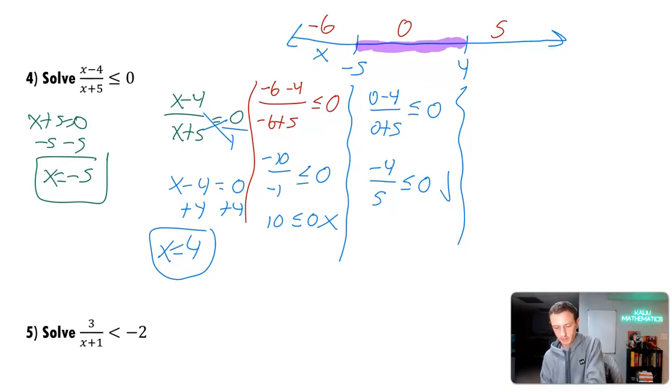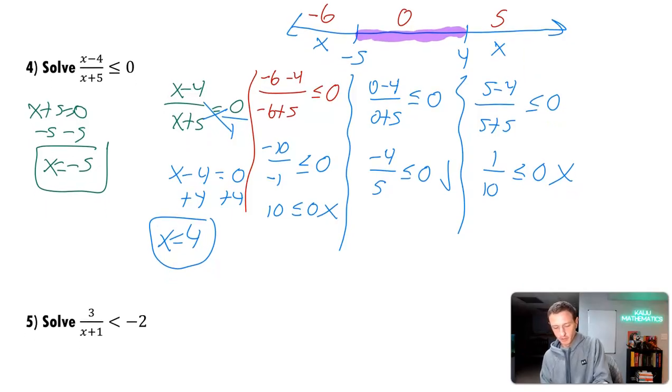And last one, testing out the point 5. So 5 minus 4 over 5 plus 5, less than or equal to 0. 5 minus 4 is 1. 5 plus 5 is 10. Positive, less than or equal to 0. Nope, that's false. So that region is not going to work. So our interval solution, I'm going to write it right here, is from -5 to 4.